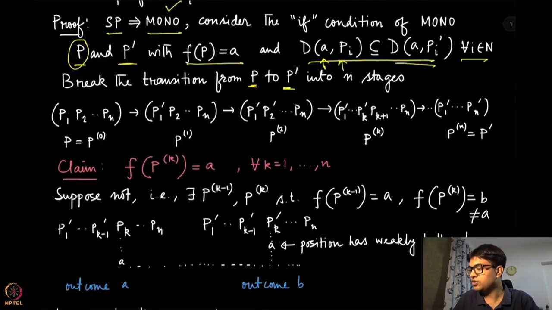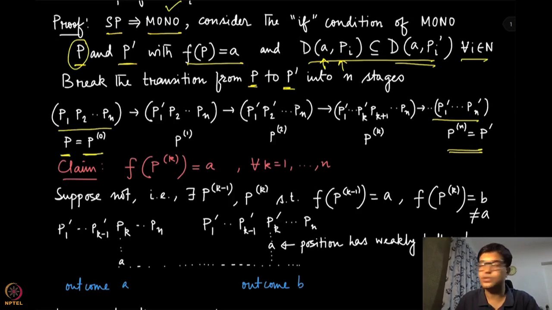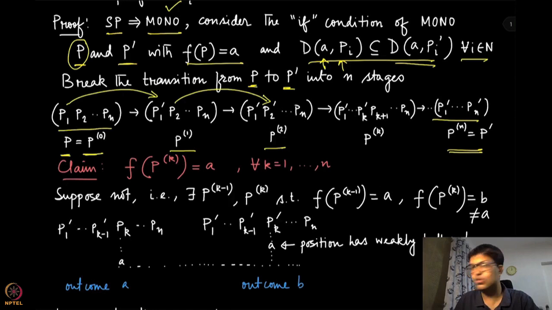Let's say our first preference was P0, the original preference, and the final one, Pn, is P prime, where all the agents' preferences have changed into Pi primes. But in P1, only player 1's preference changed. From P1 to P2, only player 2's preference has changed, and so on. This is how we are going to do it. So in the kth transition, only the preferences of agents up to k have changed, and all the other agents, k plus 1 to n, have their preferences remaining the same as before.